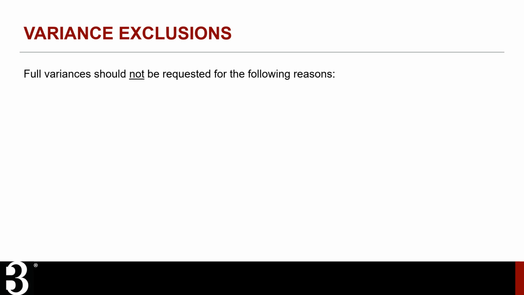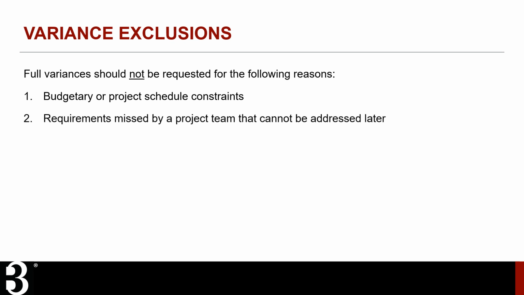Full variances should not be requested for the following reasons. They will not be considered based on budgetary or project schedule constraints, nor will they be considered for requirements missed by the project team that cannot be addressed at later phases. Meeting the B3 guidelines may require adjustments to the standard design and construction processes used by the project team. This is not an accepted justification for a variance.